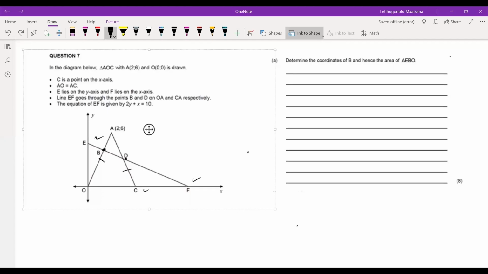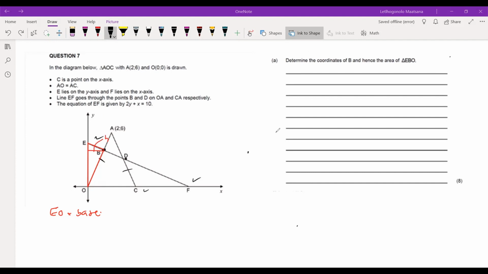They want us to determine this triangle's area. We'll go ahead and make the length OE our base and have a perpendicular height from the y-axis to point B as our perpendicular height.